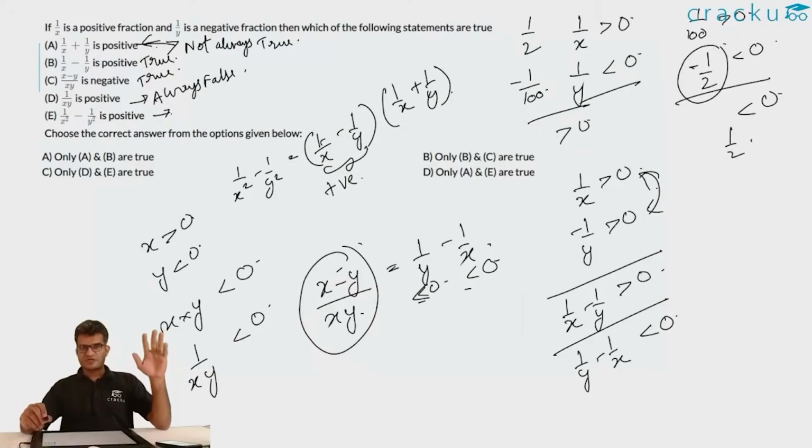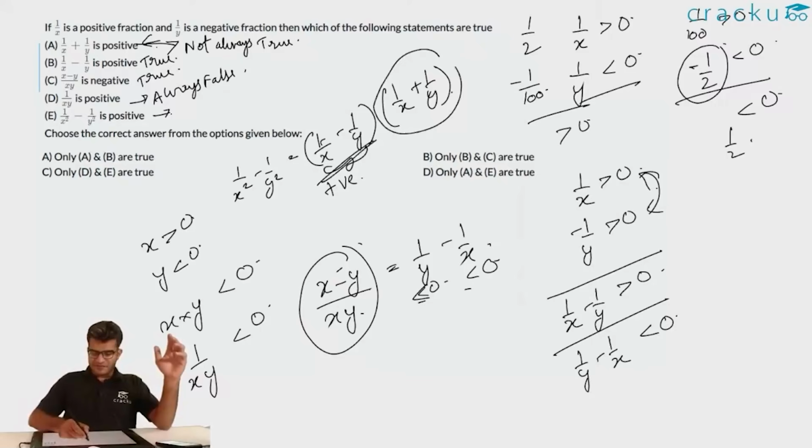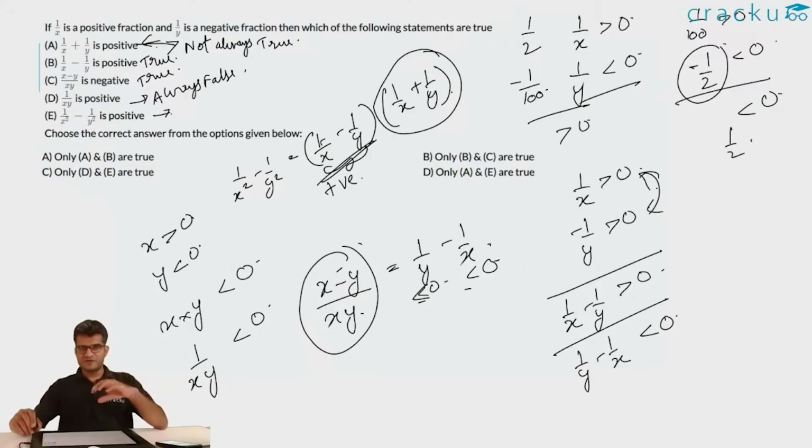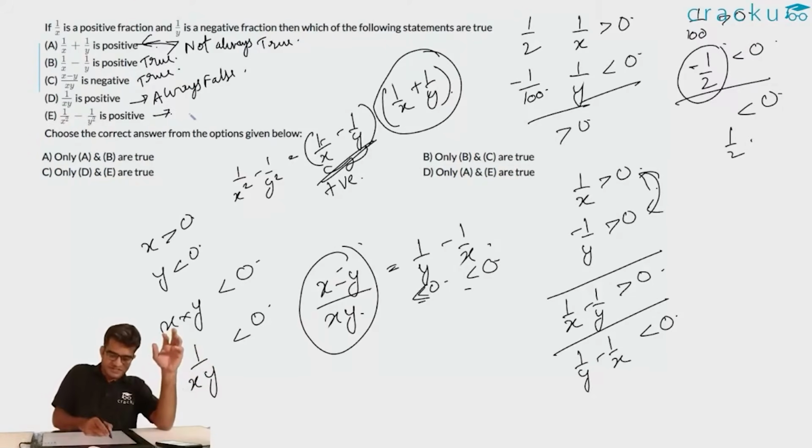1 by x is positive, minus 1 by y is positive, because 1 by y is negative, minus of that will be positive. So this first term is always positive. But the second term is sometimes positive, it is sometimes negative, which is what we discussed in option A. So in this particular case, the product is sometimes positive and sometimes negative. So we can say that this is not always true.